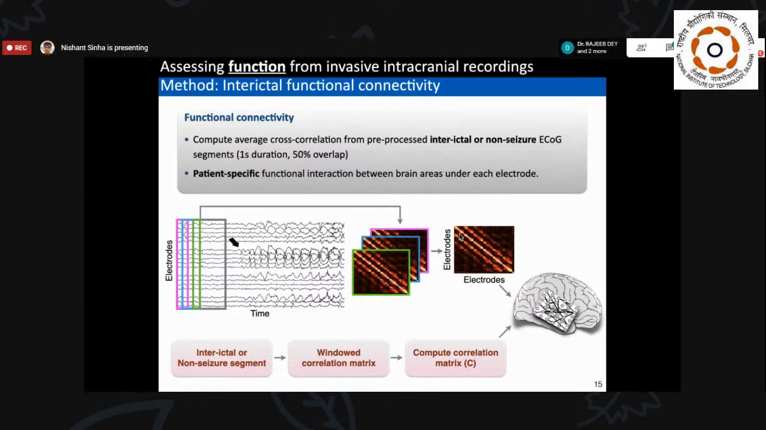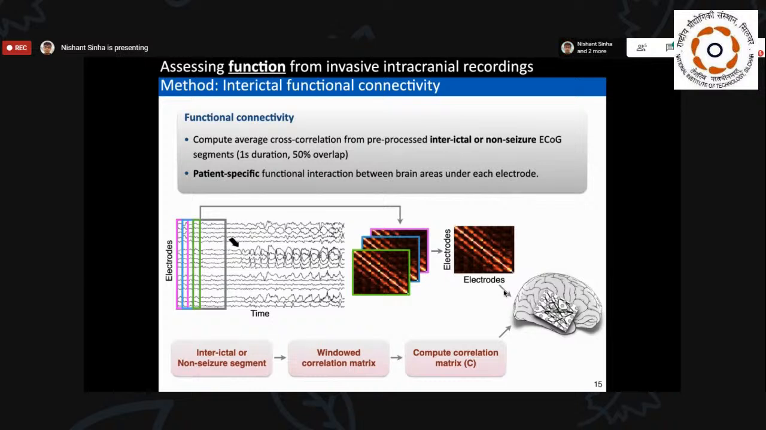So this is the brief overview of the method. In this case, we derive the functional connectivity from the non-seizure segment of the data. So this is the data where there are no seizures. And from this segment of the data, we obtain a windowed correlation matrix by windowing the non-seizure segment into smaller segments of 1 second intervals, and then averaging this to obtain a snapshot of this 1 hour segment. Now, this functional connectivity is essentially showing how the brain is interacting between different underlying electrodes. And the electrodes are represented here on the X and Y axes.